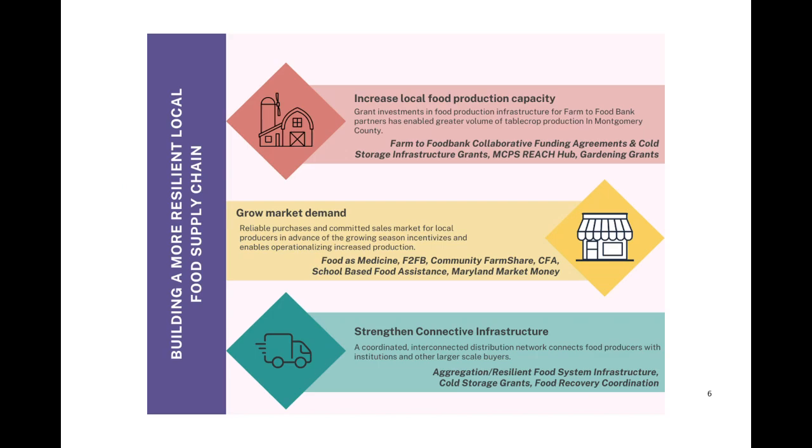You can see here the three-pronged approach that we've been taking, building on the recommendations of the 2015 Food Hub study, as well as those from best practices nationally and all the regional feasibility studies, is that it needs to be a simultaneously scaled three-pronged approach to build the resilience in our supply chain. First, we need to increase local food production capacity, and our office has been making investments in this work through programs like the Farm to Food Bank Collaborative Funding Agreement and other infrastructure grants that have built the capacity of our food producers here locally.